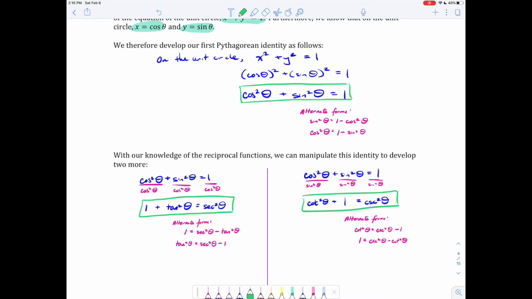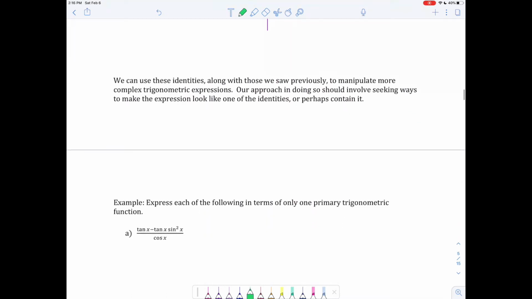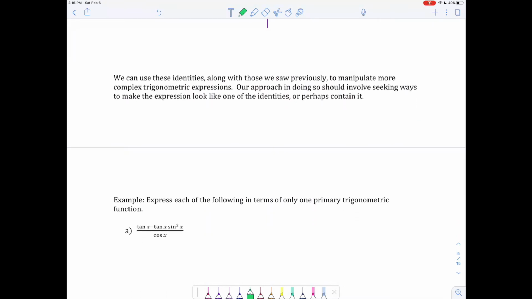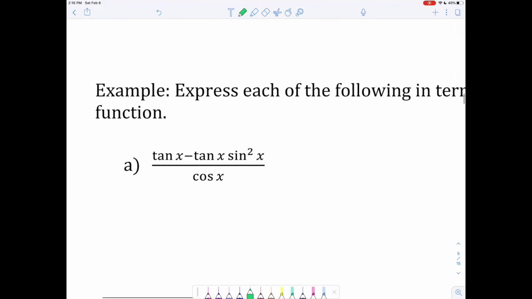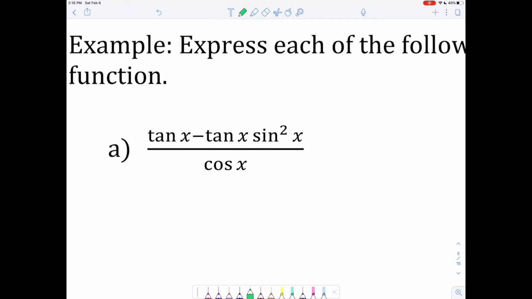Let's start with this one. Whoa! There's a lot going on there. We're going to try and express this in terms of only one primary trig function. So we're expressing these in terms of just sine or cosine or tangent. Only one of the primaries. What could we possibly do here? There's a variety of options. Everything here is already in a primary function. But where do we go?